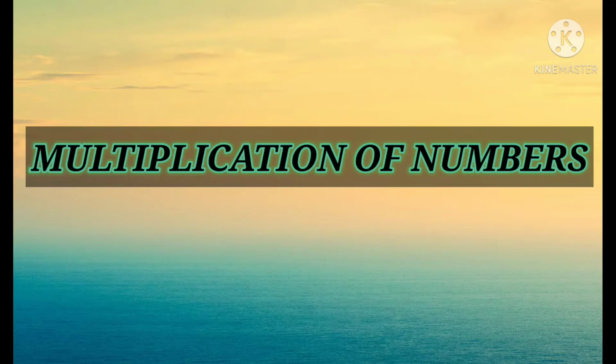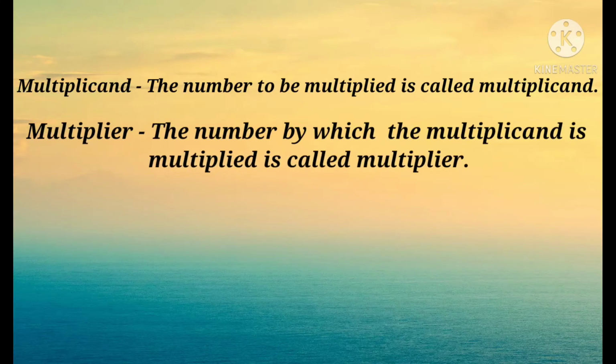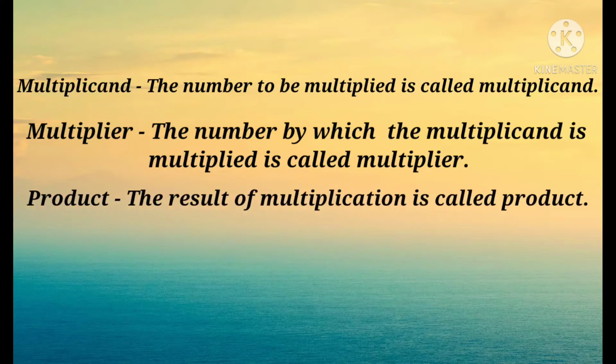First, let's understand some terms related to multiplication. The first term is multiplicand. Multiplicand means the number to be multiplied. Second term, multiplier. The number by which the multiplicand is multiplied is called multiplier. And the third term is product. The result of multiplication is called product.